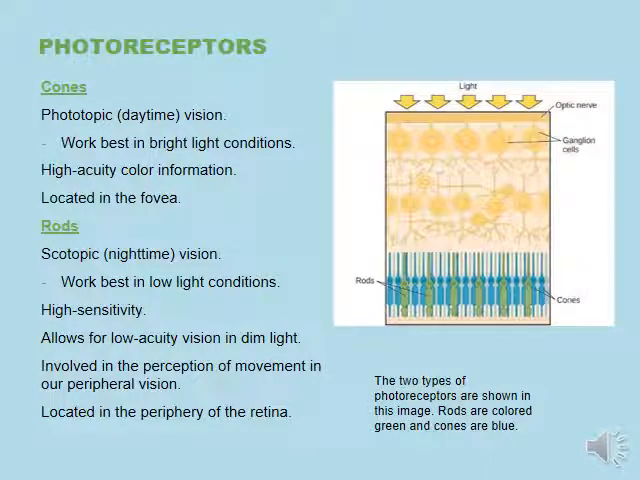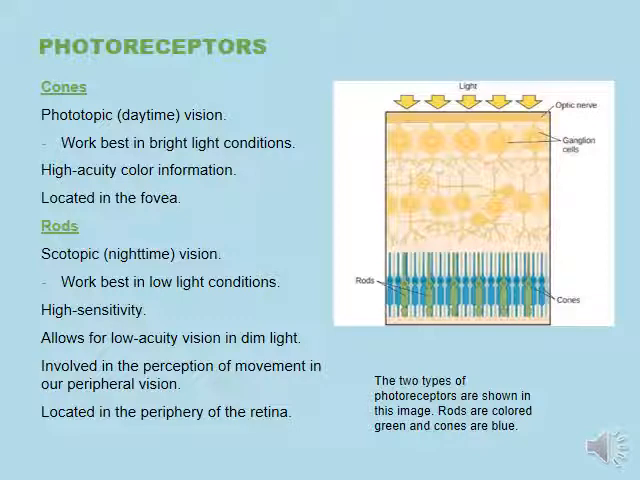So the photoreceptors. Again, the cones. If you look at it, you have the cones and you have the rods. The photopic, in other words daytime vision, works best in bright light conditions. In other words, high acuity and color formation, located in the fovea. As you noted, that's at the back of the eye itself.